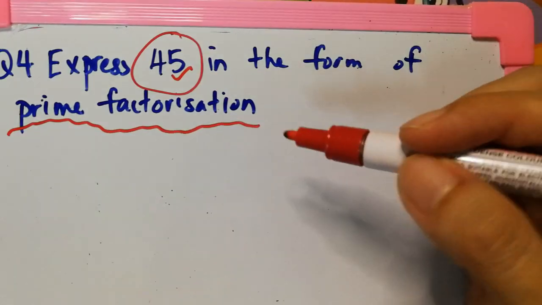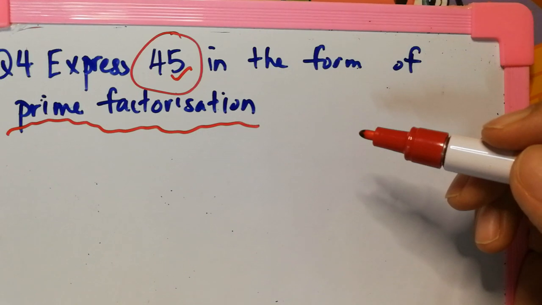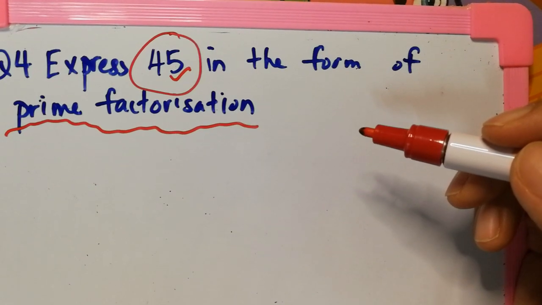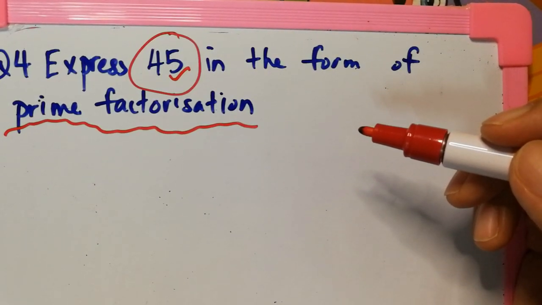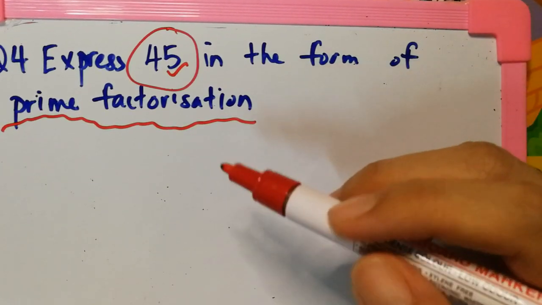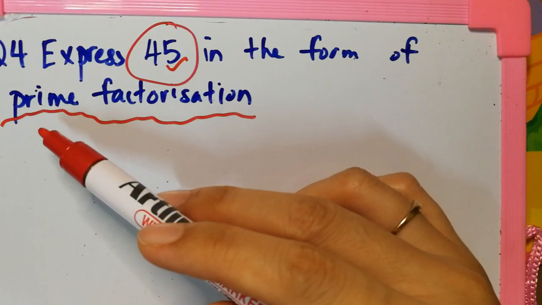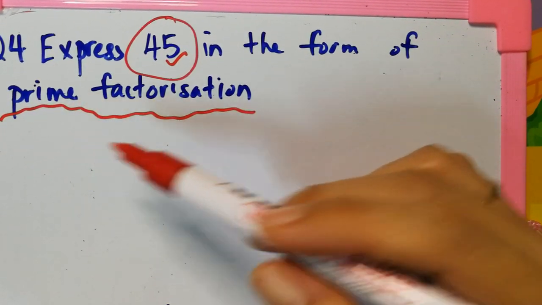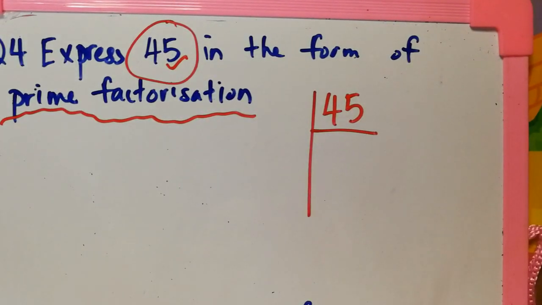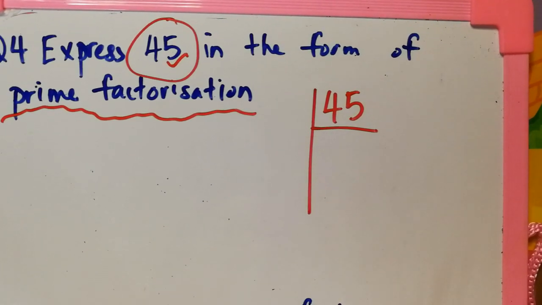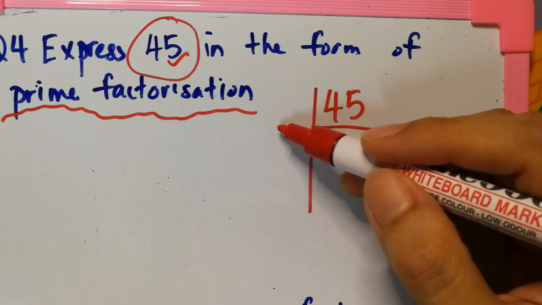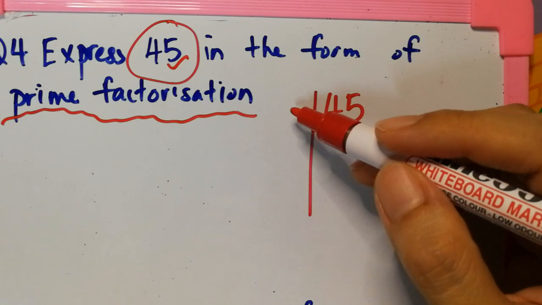Okay, so now we do our repeated division, which is also used when we need to find the highest common factors. Later we will use this repeated division to find our highest common factors. But now I will show you in these expressions. When the question asks for the prime factorization, we also can use this method. When I want to express 45 in prime factors, any number that I divide by must be a prime number.